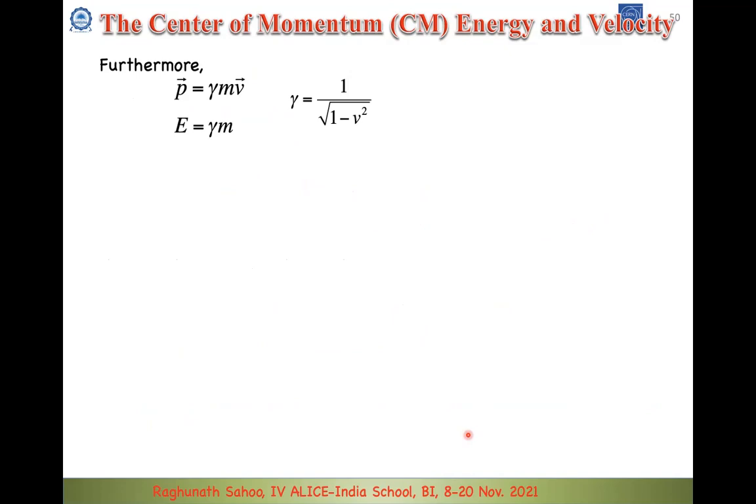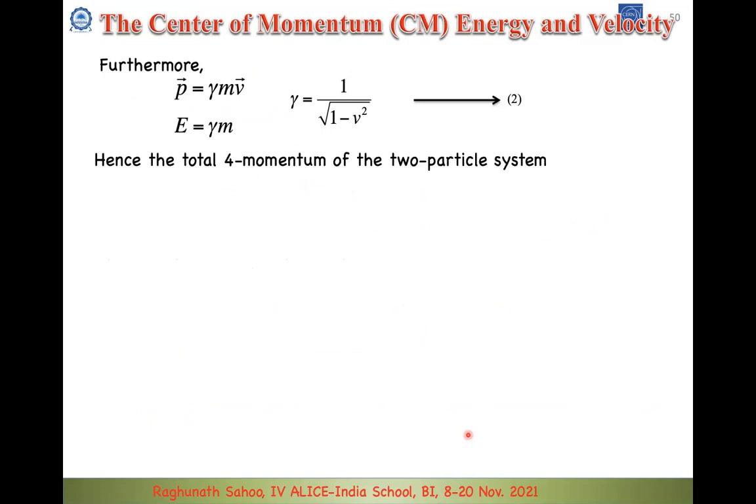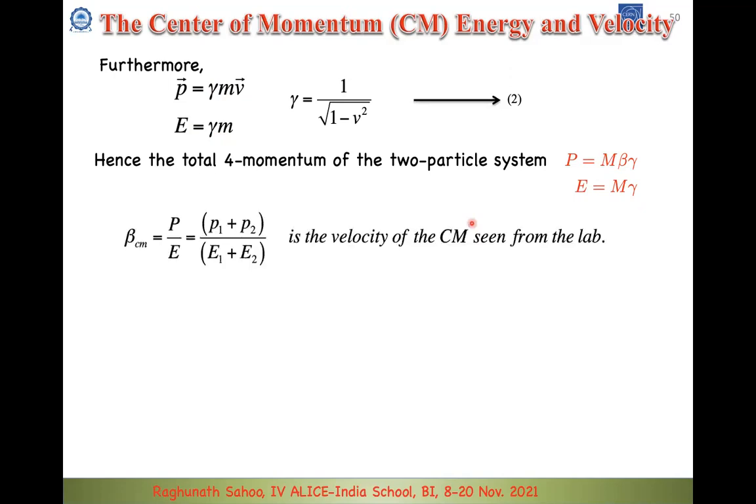Furthermore, earlier we defined your third momentum as gamma m v and your energy as gamma m. Gamma is defined in this way. And I can put beta, or I can also take out beta with v, assuming the natural limit c is equal to 1. So now the total four-momentum of the two particle system can be written as capital P, capital E, and capital P by definition is M beta gamma, and E will be M gamma. So this M is nothing but the whole two particle system. It is the total mass of the system.